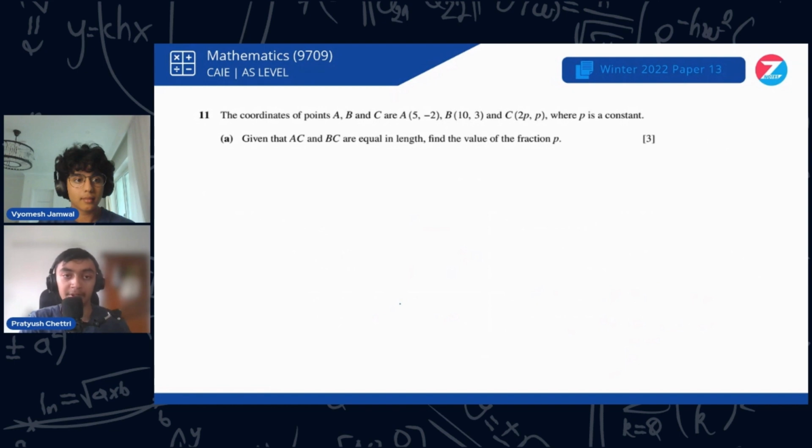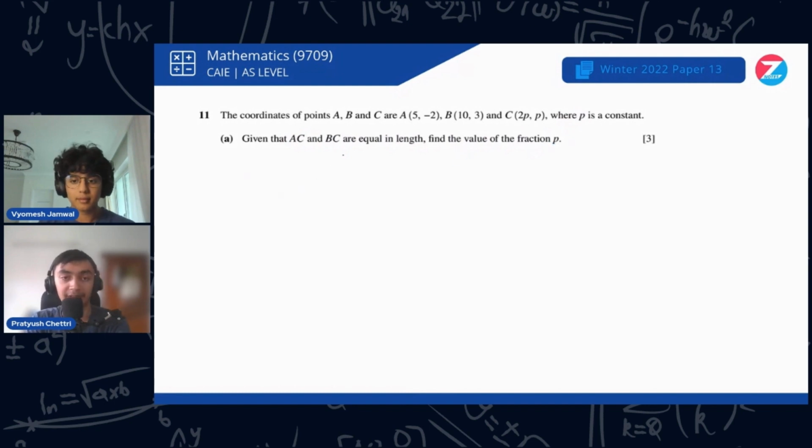I will do this question, and then Vyomesh, you can do the next one, all right? Sure. The coordinates of points A, B, and C are given, where P is a constant. Given that AC and BC are equal in length, find the fraction P.